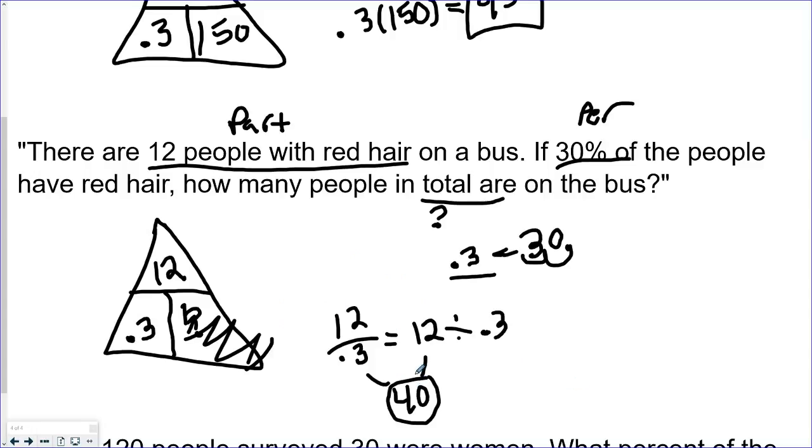So your whole, in most cases, will always be bigger than your part, which is why when you divide by a decimal, you actually make the number bigger as long as the decimal is under 1.